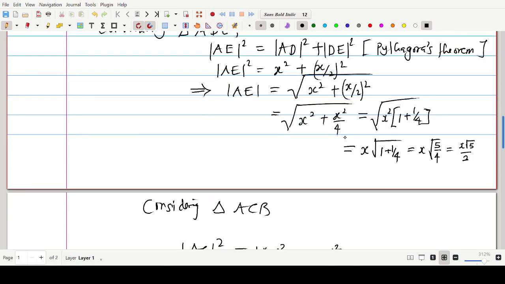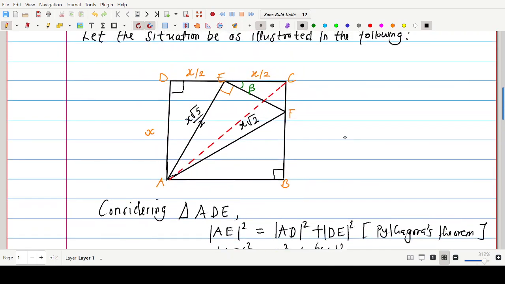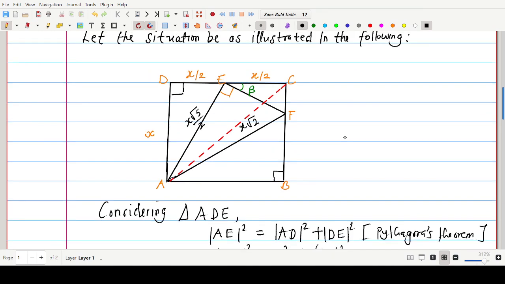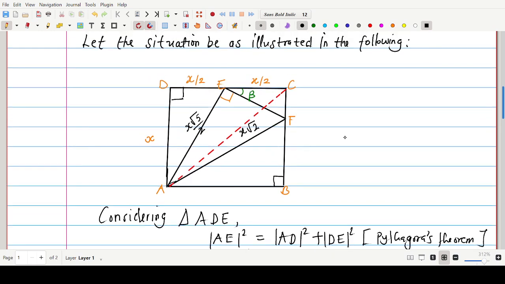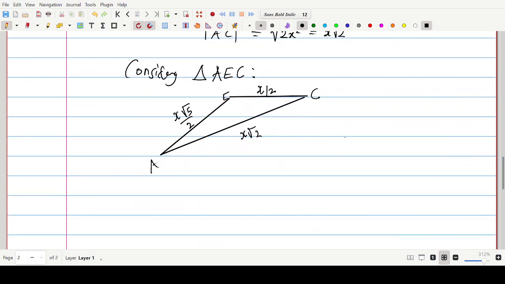Then we should observe something more again. Observe that the angle AEC is 90 plus beta. Do you see that? Because that box there is a right angle. So the angle AEC is 90 plus beta. So I can come here and write this entire angle as 90 plus beta. So from here, we are good to go.